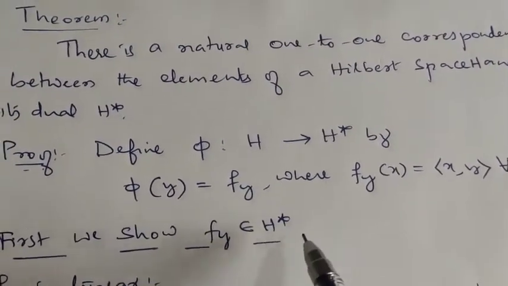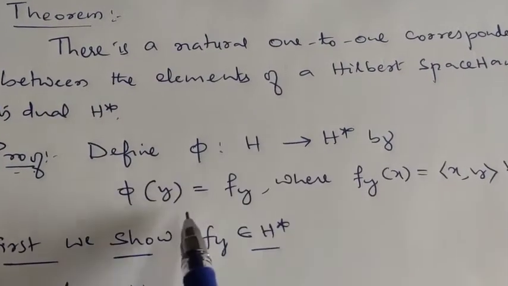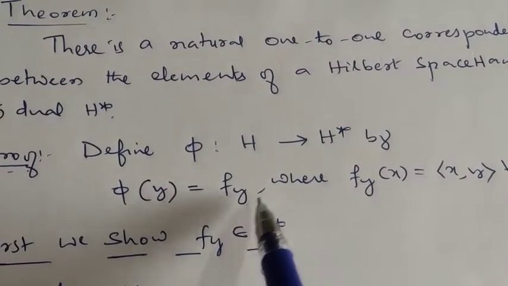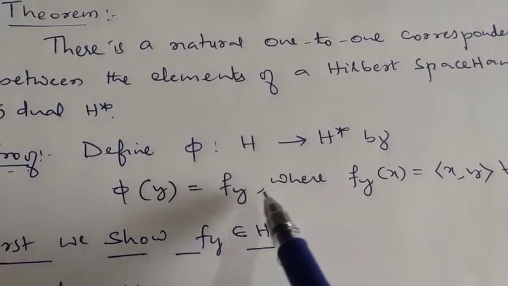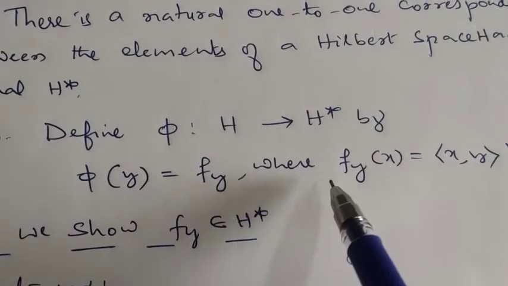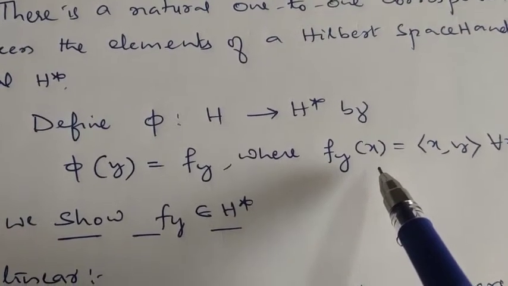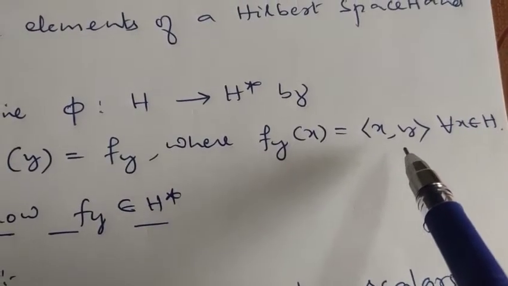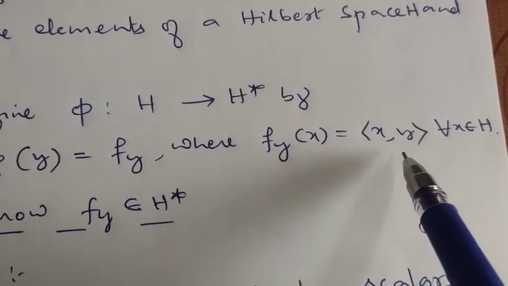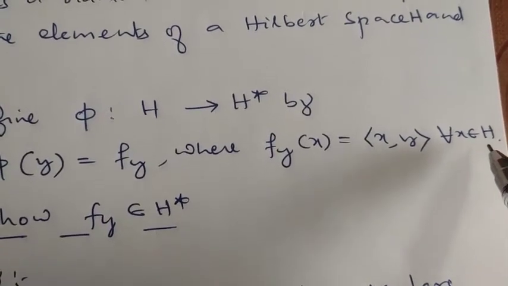First, let us define the mapping phi from H to H star by phi of any vector y is Fy, where Fy is an element of H star. It is a continuous linear functional on H, where Fy of x is the inner product of x comma y, for every x belongs to H.